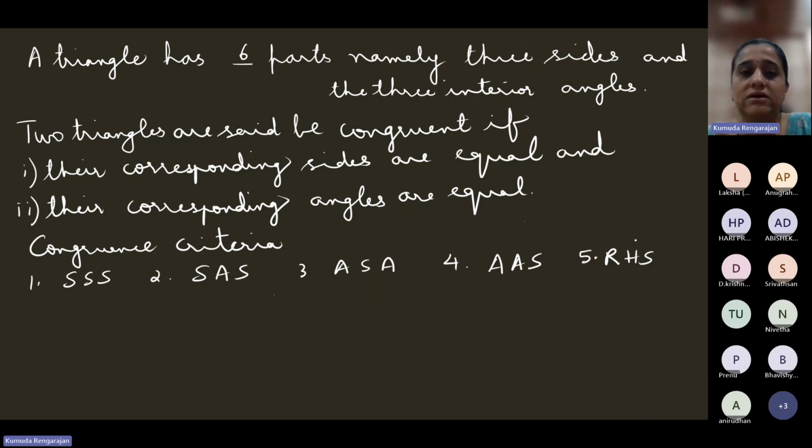Now, clearly, the RHS congruence criterion can be used only when both the triangles are right triangles, because R is right angle, H is hypotenuse, and S is some side. So the RHS congruence criterion can be used to establish congruency only between two right triangles. If the two triangles are not right triangles, you cannot use RHS.